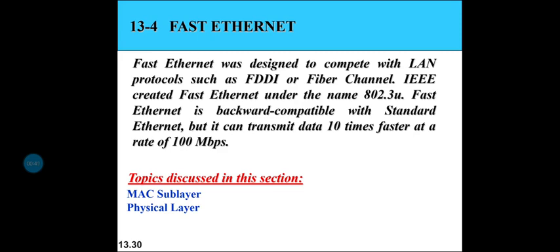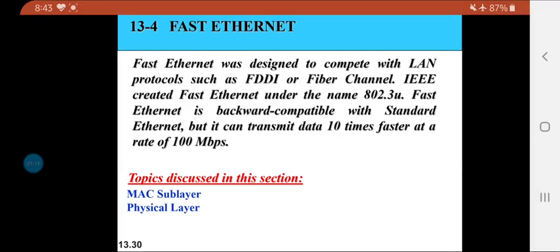Under this design, the IEEE standards forum created fast Ethernet under the name 802.3u. Fast Ethernet is backward compatible with standard Ethernet, but it can transmit data at a rate 10 times faster compared with standard Ethernet, supporting a data rate of 100 Mbps.